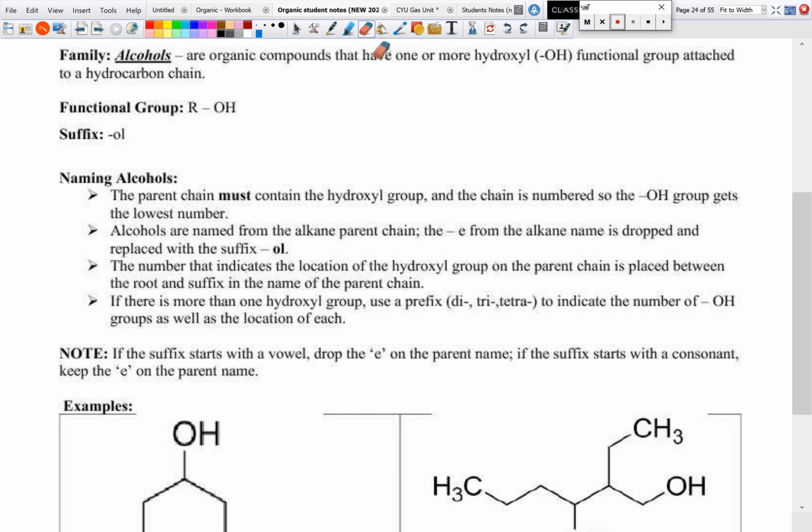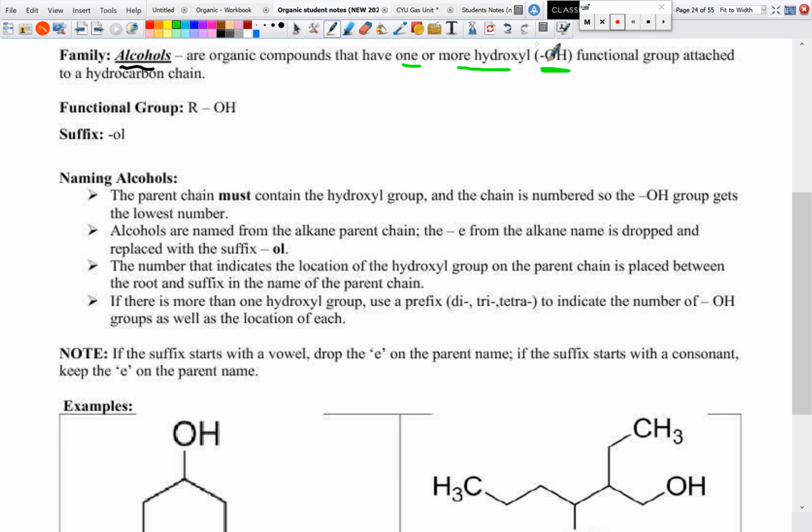All right, welcome back. So today we are going to finish naming all of our organic compounds, or in this case right here, our hydrocarbon derivatives. So we're going to start with the alcohols just for right now. An alcohol is an organic compound that has one or more hydroxyl functional groups.